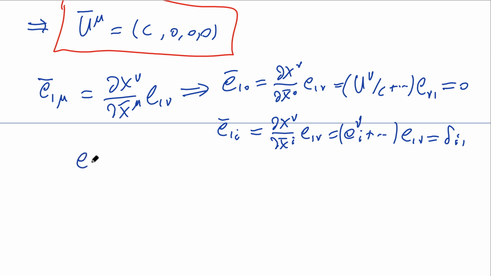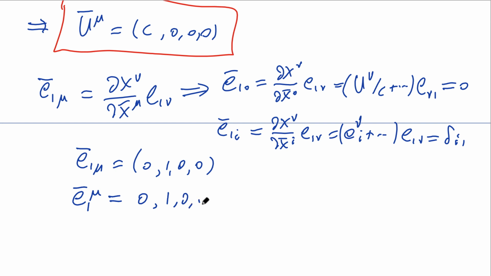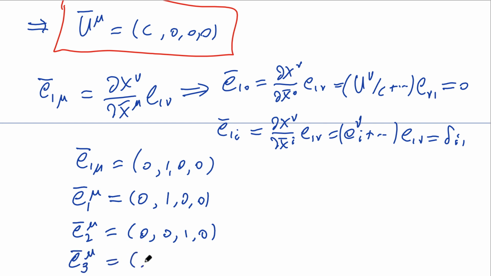So what we see is that E1 mu in Fermi normal coordinates has zeroth component 0, and the spatial components are just 1, 0, 0. We can now raise this index using the metric in Fermi normal coordinates, which is just eta mu nu. So this is 0, 1, 0, 0. Likewise, the basis vector 2 has components 0, 0, 1, 0 in Fermi normal coordinates, and basis vector number 3 has components 0, 0, 0, 1.